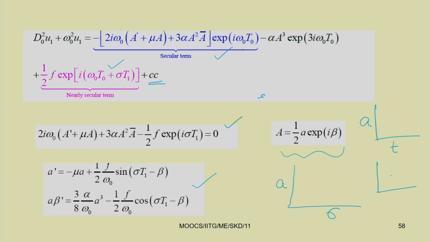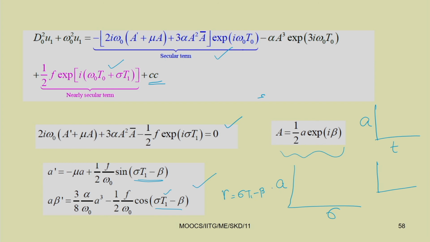Now, to write this equation in its autonomous form: explicitly, a time term t 1, which is equal to epsilon t, is coming on the right-hand side. So, by introducing another term, gamma equal to sigma t 1 minus beta, we can write the first expression as a dash equal to minus mu a plus half f by omega 0 sin gamma. Similarly, the second equation can be written.